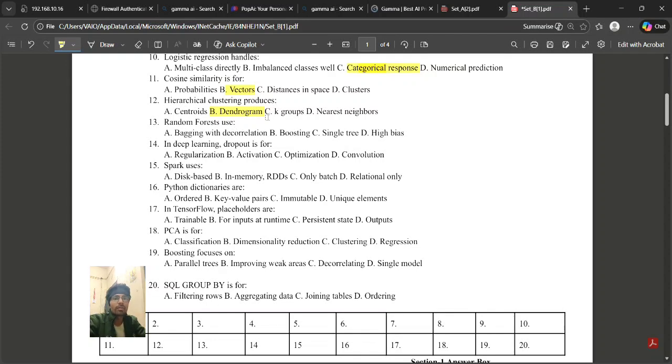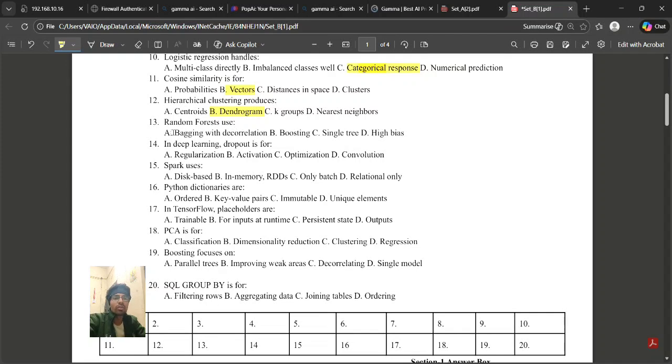Now let's go to question number 13. Question number 13 asks about random forest. Random forest uses bagging, bootstrap and aggregating, combined with decorrelation from randomly selecting a subset of features at each split, not just randomly sampling data. This reduces the correlation between trees and improves overall performance. So our answer is A, bagging with decorrelation.